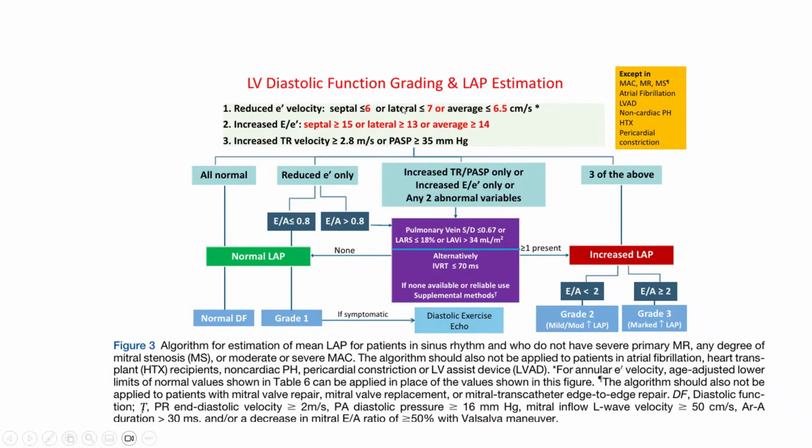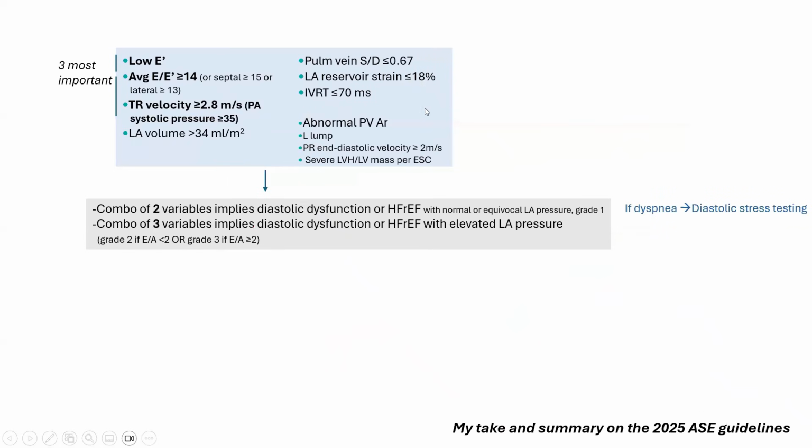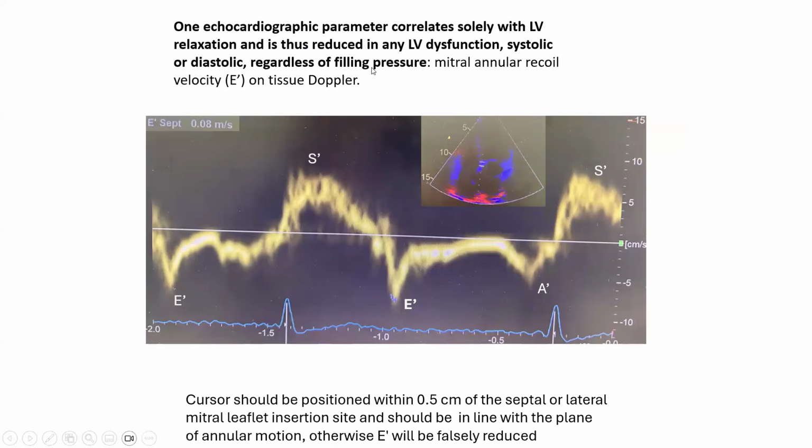They intend to give higher value for those parameters, yet if you dive into the details, it seems they are giving similar, if not higher value at times to the other parameters. Now I will describe each one of those parameters. Among those parameters, only one, E prime, correlates solely with the myocardial relaxation and with the LV diastolic recoil and is therefore reduced in LV dysfunction, whether systolic or diastolic, regardless of filling pressure. It correlates purely with LV myocardial recoil.